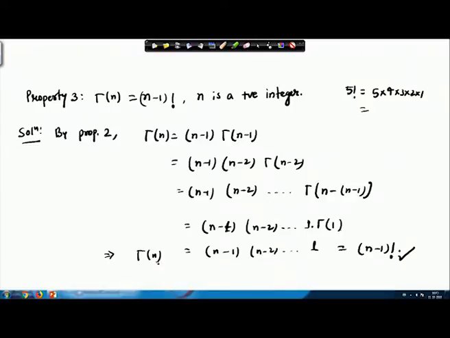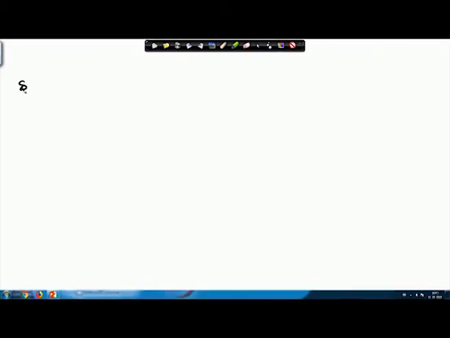So, after the gamma function, we will look into the definition of the beta function, and we will also try to analyze its properties, that is, how we define it, and whether we can prove its convergence or not, things like that. So, let us start our next topic, beta function.